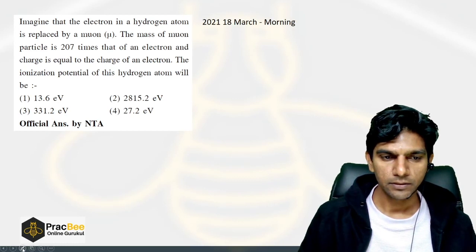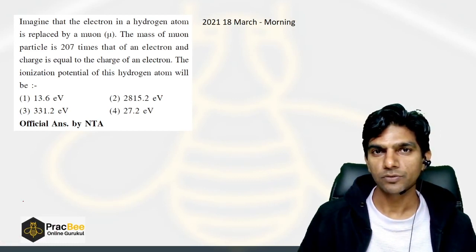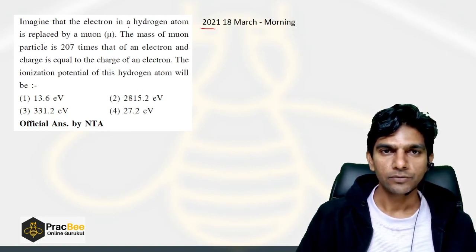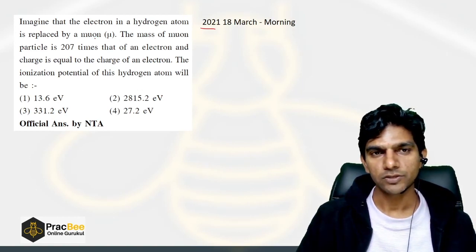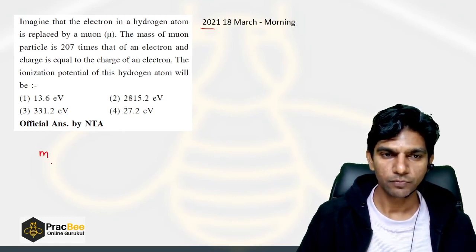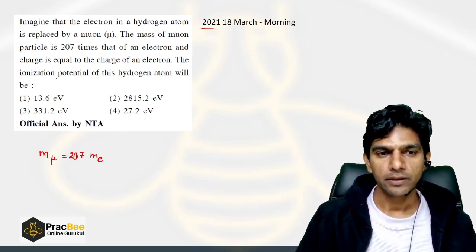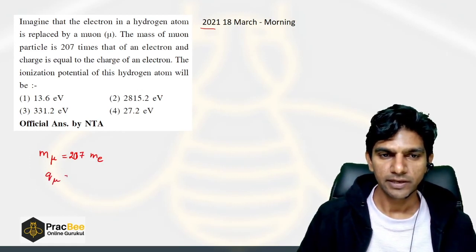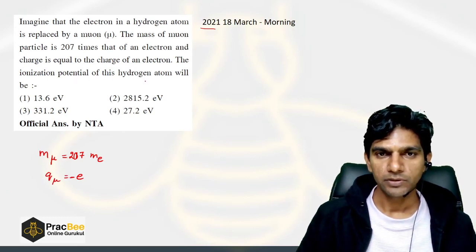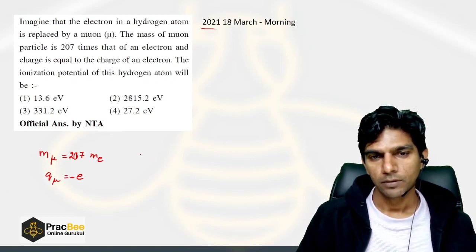Now let us see the illustrations based on the same concept. It came in 2021. Imagine that the electron in a hydrogen atom is replaced by a muon. The mass of the muon particle is 207 times that of the electron. So the mass of the muon is 207 times the mass of the electron, and its charge is the same as the electron, minus e. And the ionization potential of this hydrogen atom will be?